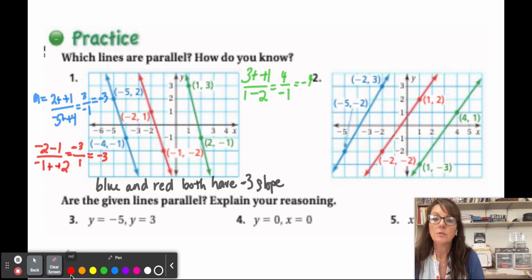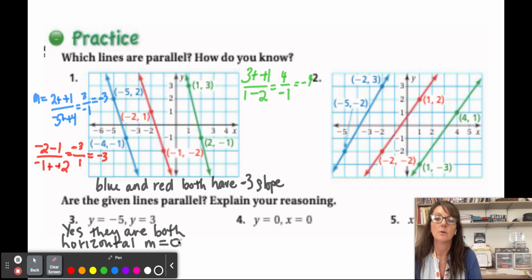And then moving on to number 3. Are the given lines parallel? Well, we know that this is the equation of a horizontal line. This is the equation of a horizontal line. We know that they are going to have the same slope, right? They both have a 0 slope. So yes, they are both horizontal. M equals 0 for both, the same slope. Okay.